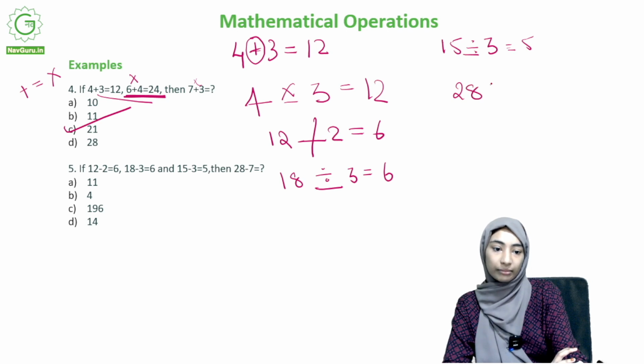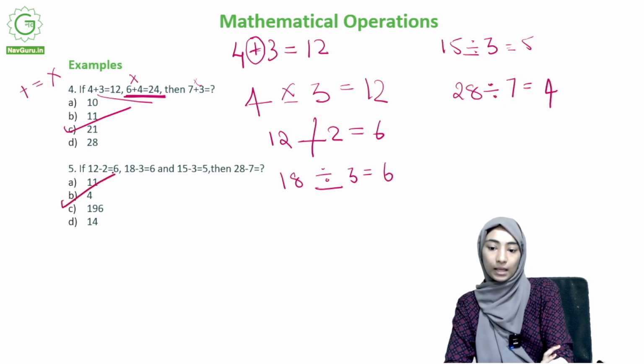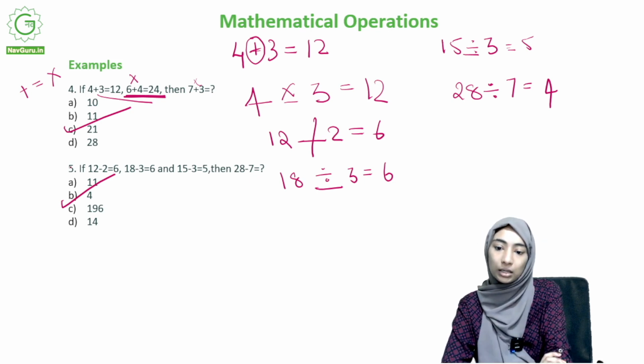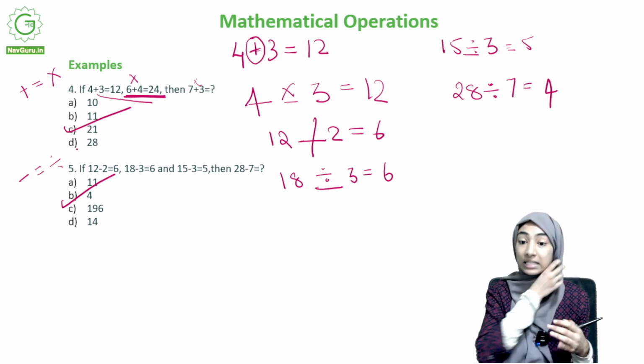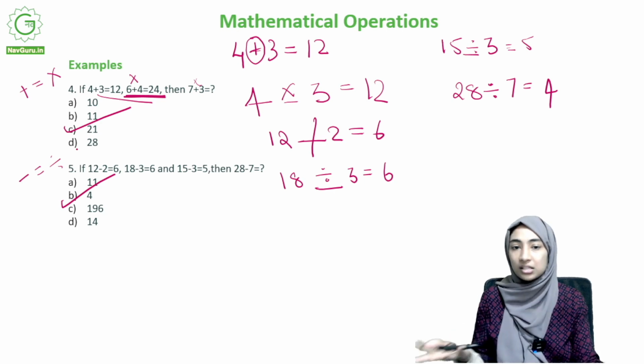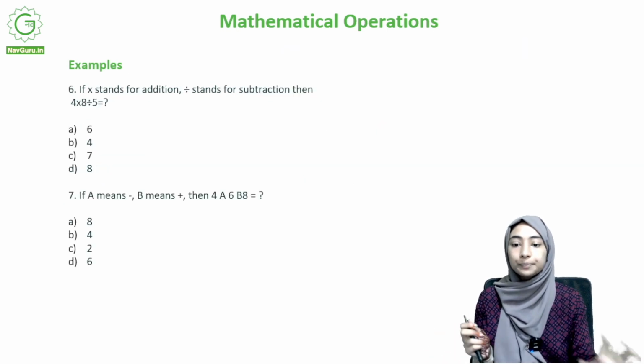Then you do the same thing. You need to find 28 divided by 7, which is 4. 7 4s are 28. Okay, so you've gotten it. So here basically you had minus equals division. So these are some questions where you had to decode on your own. Okay, but as you've seen, it's fairly easy, nothing too difficult.